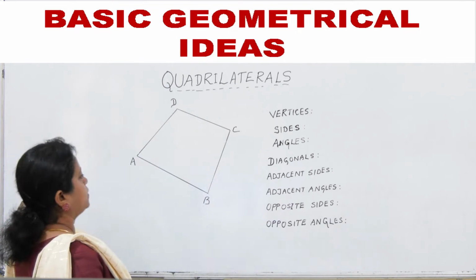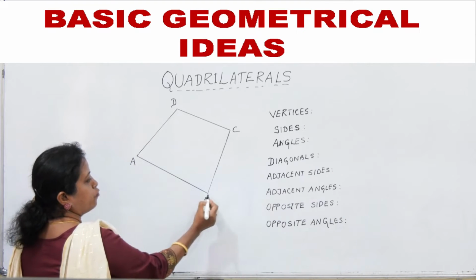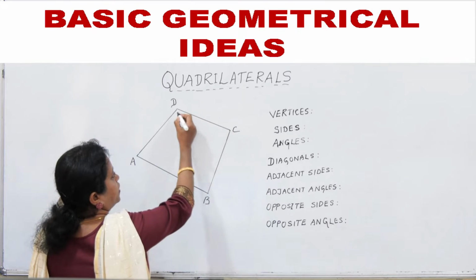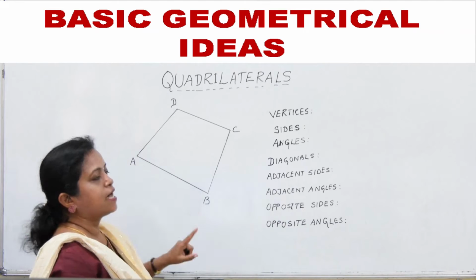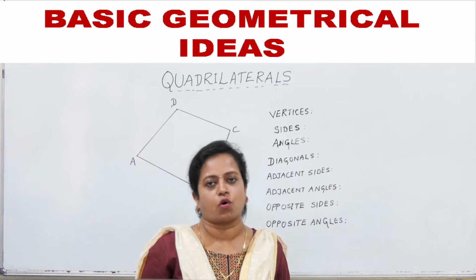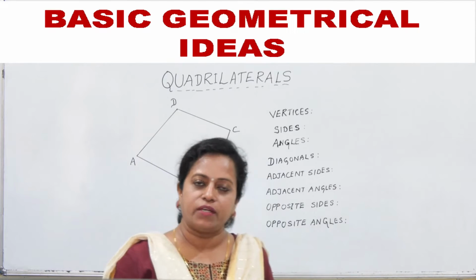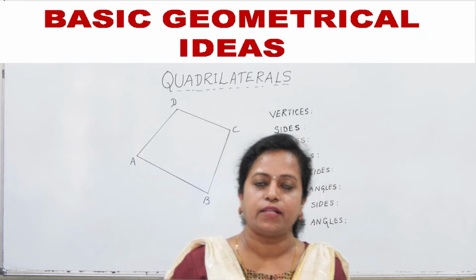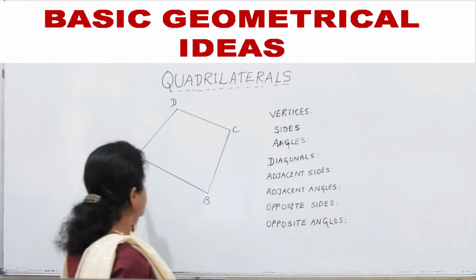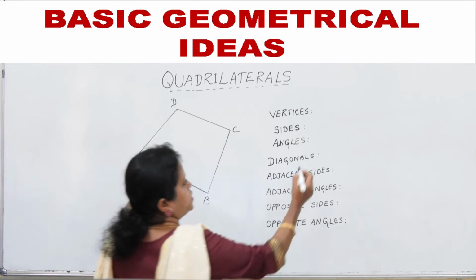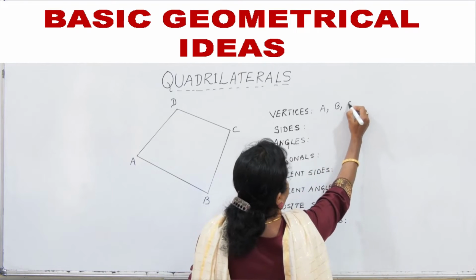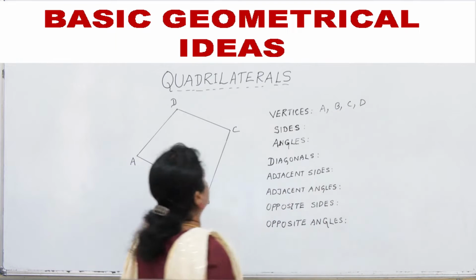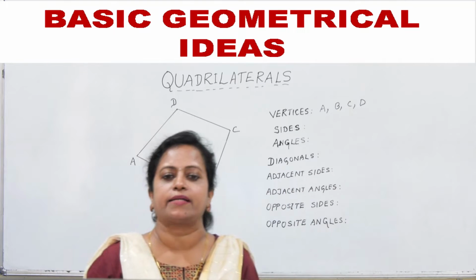Now you can see the 4 corners of this figure, this closed curve or quadrilateral. These 4 corners are called the vertices of the quadrilateral. So how many vertices are there in the quadrilateral? There are 4 vertices. Let us name them. Because they are points, we will use capital letters to name them. They are A, B, C and D. Clear? The vertices of a quadrilateral.